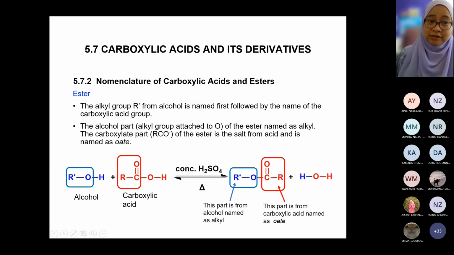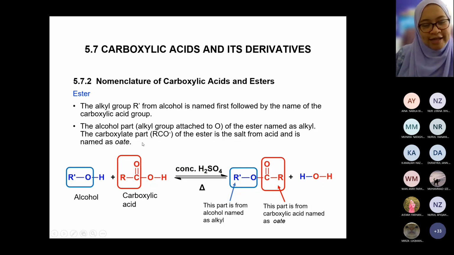Because after all, ester is a combination of alcohol and carboxylic acid. So when naming an ester, we have to consider both the alcohol and the carboxylic acid. But as usual, the carboxylic acid carries the parent name at the back. The alcohol becomes the alkyl group. The alkyl group attached to the O of the ester is named as alkyl. The carboxylic part of the ester is the salt from the acid and is named as oate.